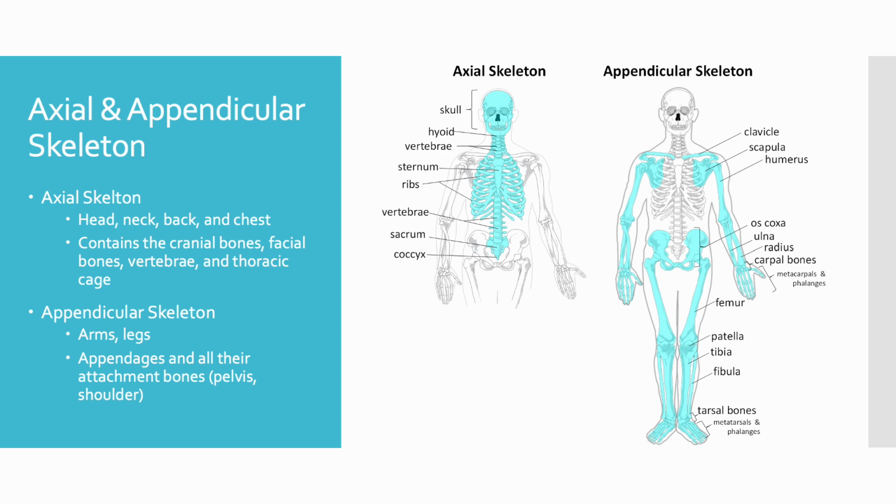The appendicular skeleton is everything else. So this is the arms and the legs and all of their attachment bones.